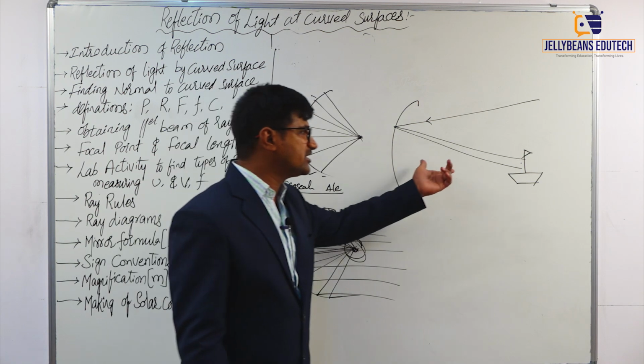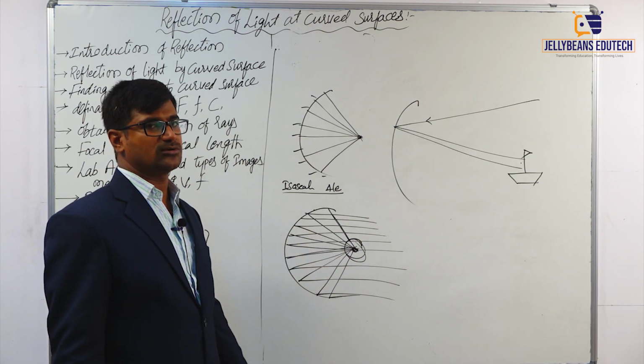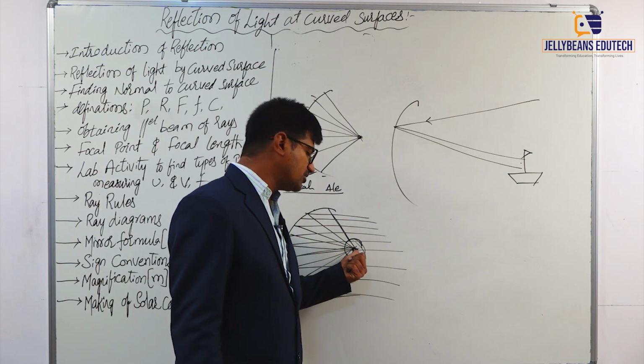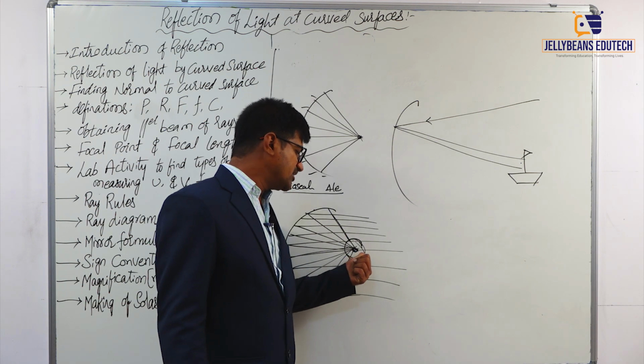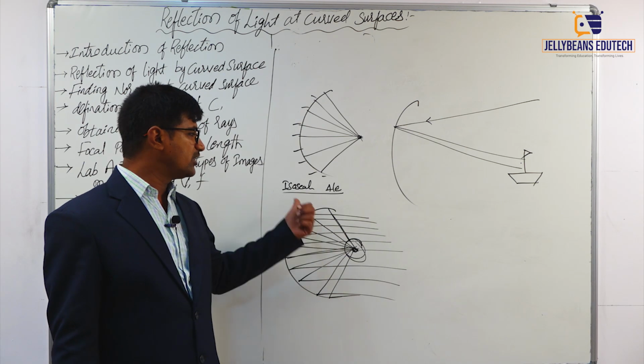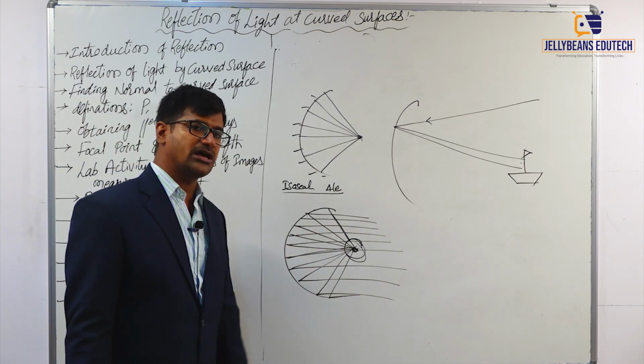Here we are using the same technology for making solar cookers. By increasing the intensity of the heat energy, we cook the food in a solar cooker. So in this way we make the solar cooker.